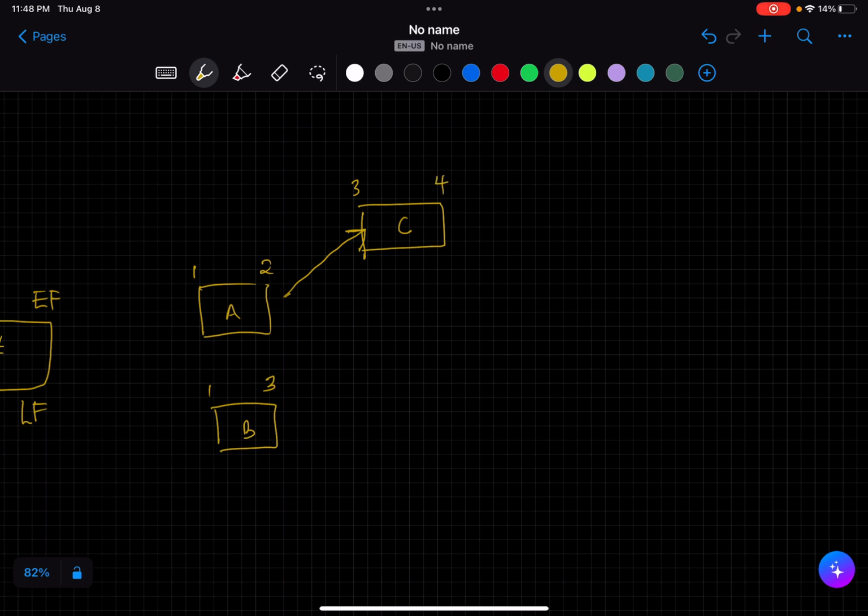Then we have activity D. D starts when A and B finish. So D cannot start immediately after A. It has to wait for B as well. So let's see. We can put our D down here. A finishes on the 2nd week. B finishes on the 3rd week. So what does this mean for D? It means that even though A is finished, D still has to wait for B.